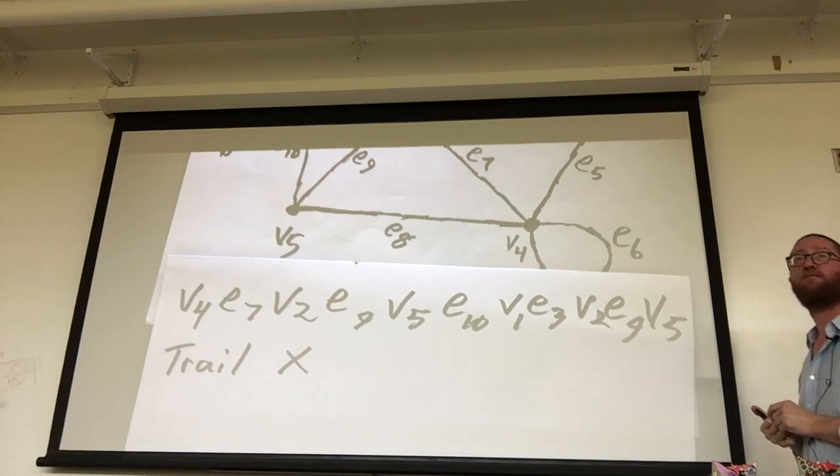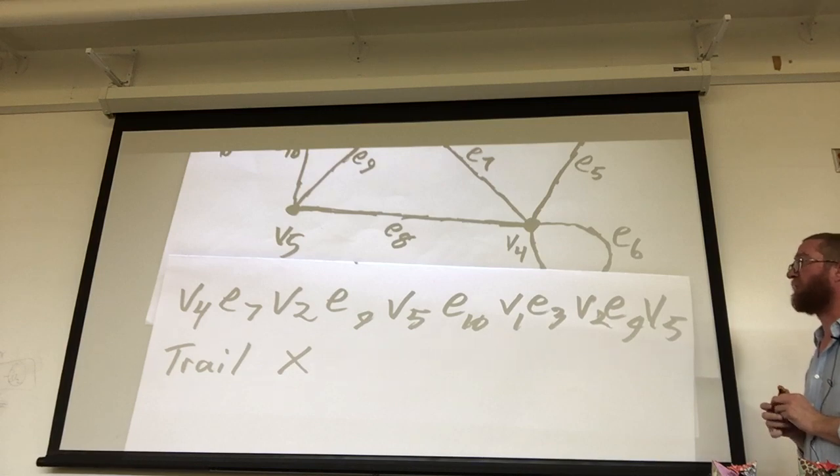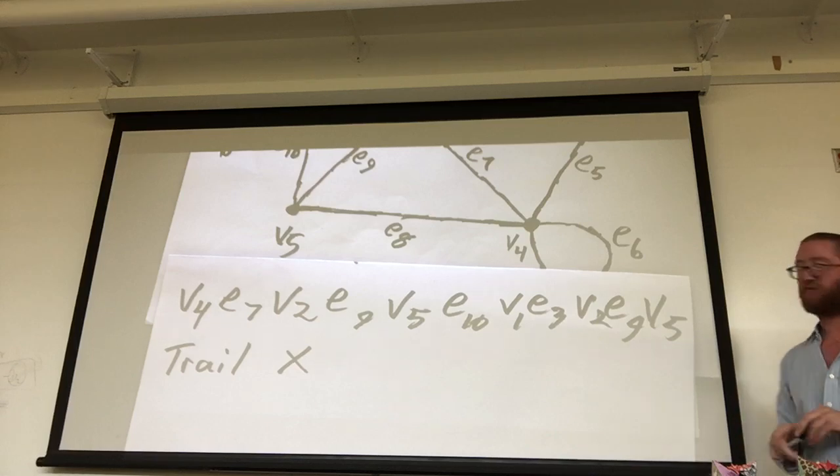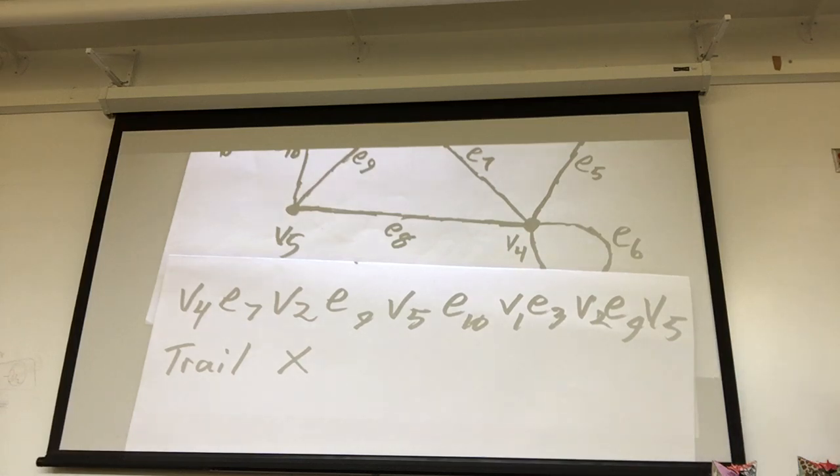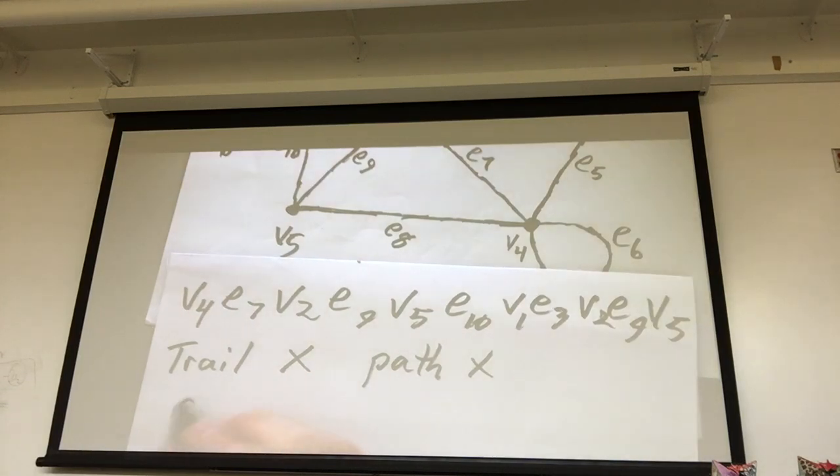Is this a path? No. Why would this not be a path? Because we repeat vertices. Which ones? V2 and V5. So this is not a path. Is it closed, just from looking at that? No, it's not closed. That's just a walk.